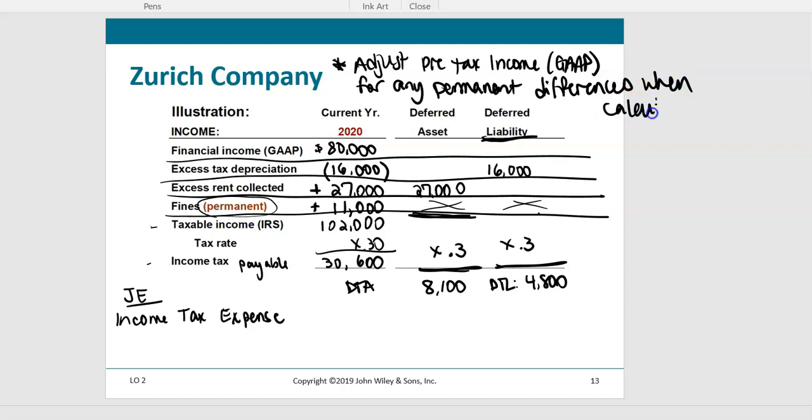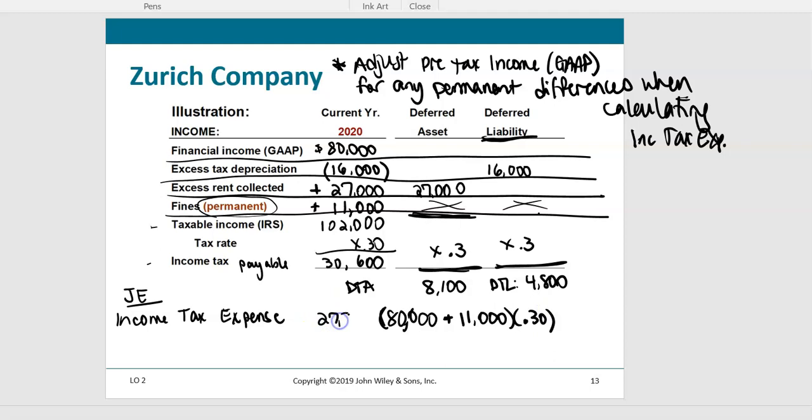When we're calculating income tax expense, we're not simply going to take the $80,000 and multiply it by 30%. We're going to take the $80,000 and say that it includes an $11,000 expense for GAAP purposes that's never going to reverse. So let's add that back, and multiply that $91,000 by the tax rate of 30%. We'll get income tax expense of $27,300.